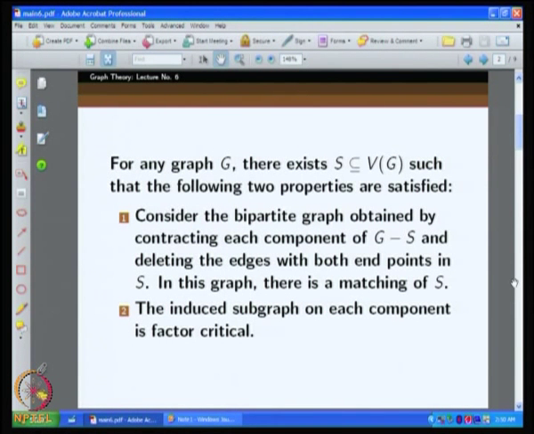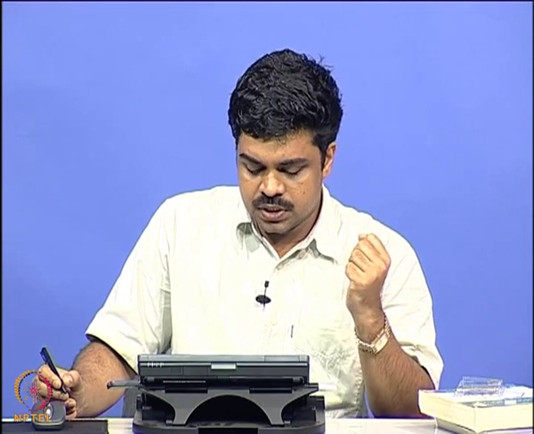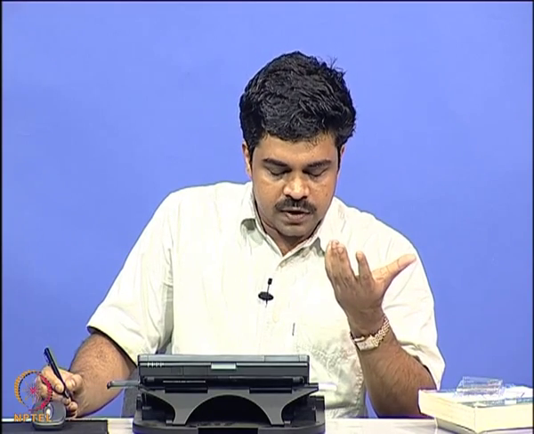The second property is easier. That means if you consider the components obtained by removing that subset from the graph, so if the subset is S, if you consider G minus S and its components, each component will give us a graph. The induced subgraph on that component will be a factor critical graph. That means it is of odd order, and if you remove any vertex from that, the rest will have a perfect matching irrespective of which vertex you remove.